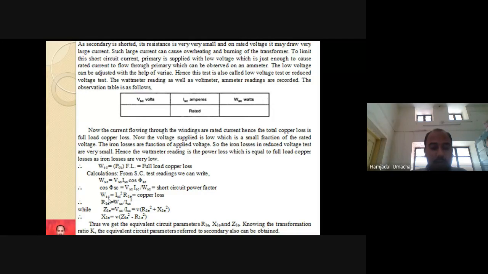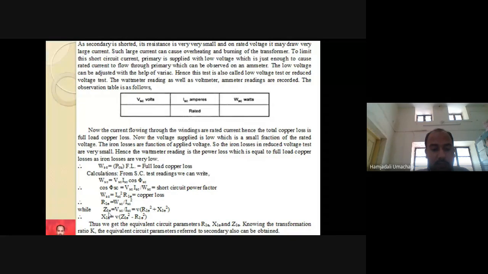Okay, so now the other formula for power is what? I square into R, yes or no? We told that this WSC is copper loss. So what is the formula for copper loss? I square into R. Use that formula and correlate with your short circuit test parameters. WSC is equal to ISC square into R1E, where I is ISC and R is R1E. From this, we calculate the equivalent circuit parameter R1E. R1E is equal to WSC divided by ISC square.